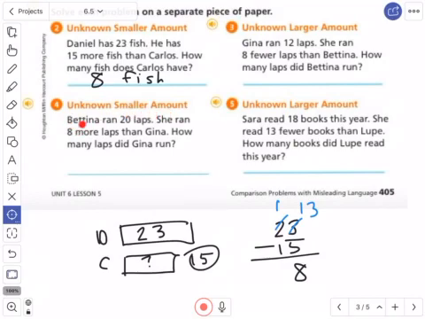Unknown smaller amount. Bettina ran 20 laps. She ran 8 more than Gina. How many laps did Gina run? So who did more? Bettina or Gina? Bettina ran 20. She ran 8 more than Gina.